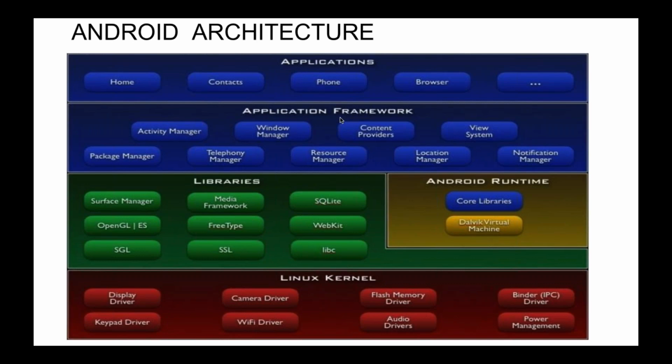Then the application frameworks. These are pretty much like your library files. I mean, not exactly libraries, but header files in Java or C++. You have separate sets of frameworks for separate functionalities. If you want to implement calling or SMS features, you use something like a telephony manager. If you want maps, say you're creating an application like Uber or Ola, you use tools like the location manager.